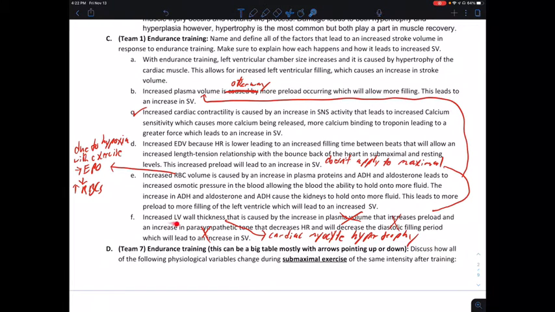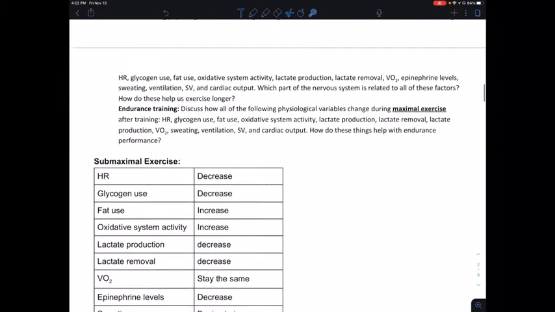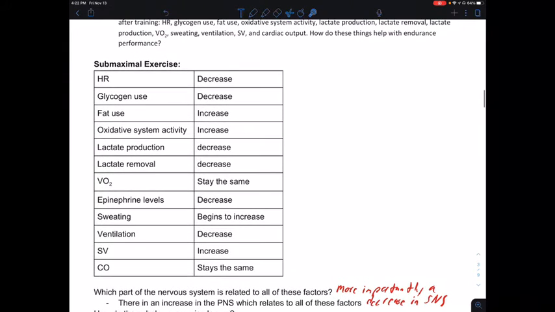And then we have this increase in left ventricular wall thickness, not caused by these things mentioned here by this team, but caused by that cardiac myocyte hypertrophy. Okay, let's move on to D. This one has the tables, really. Okay, so let's talk about the submaximal exercise.